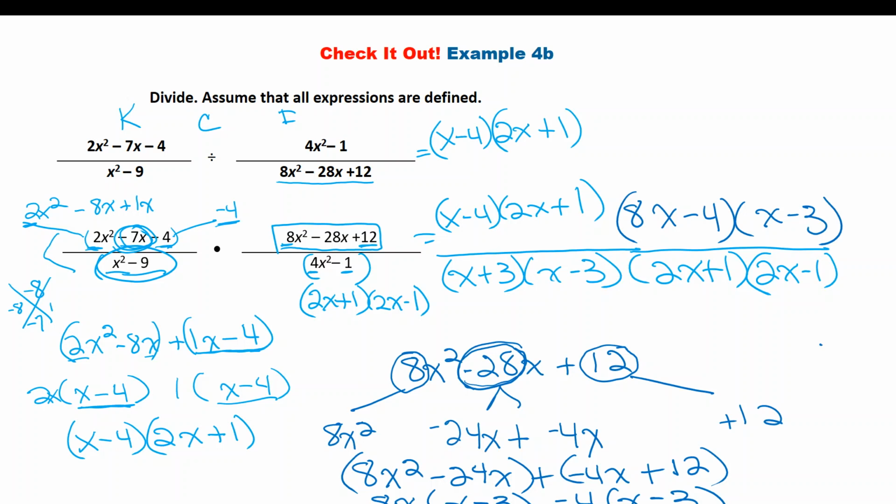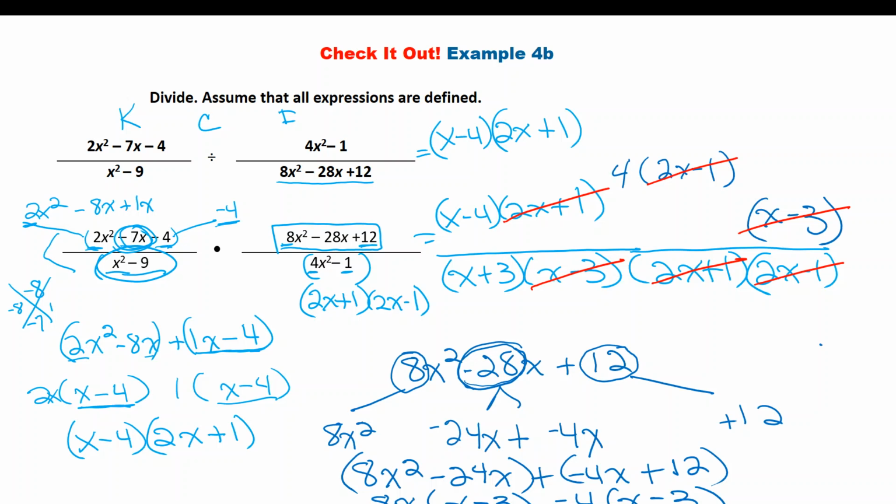Now notice that my 8x minus 4 can actually be factored out a little more. I can factor out a 4, and that leaves me with 2x minus 1. So I'm going to erase the 8x minus 4 and leave this new one in here. Okay, so now comes the fun part where we get to cancel things out. So x minus 4, I don't see any other x minus 4. 2x plus 1, 2x plus 1, those cancel out. 2x minus 1, 2x minus 1, x minus 3, and x minus 3.